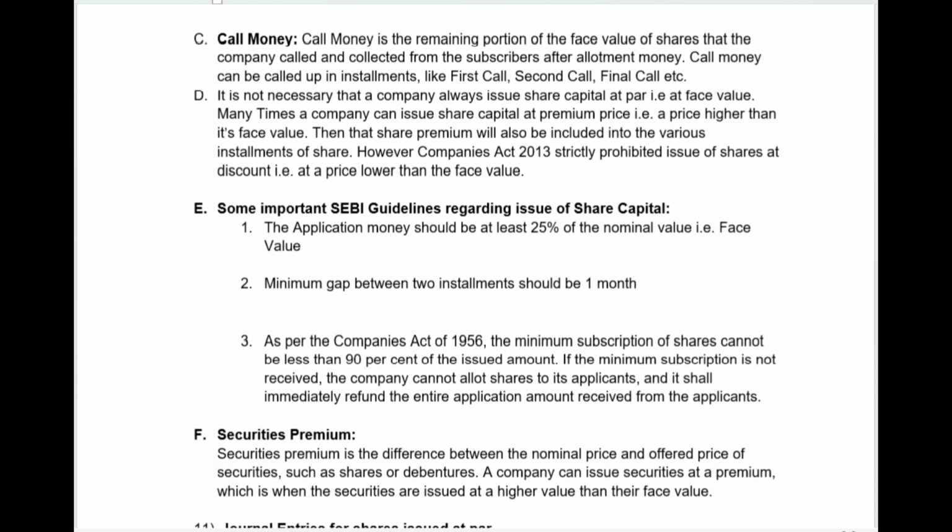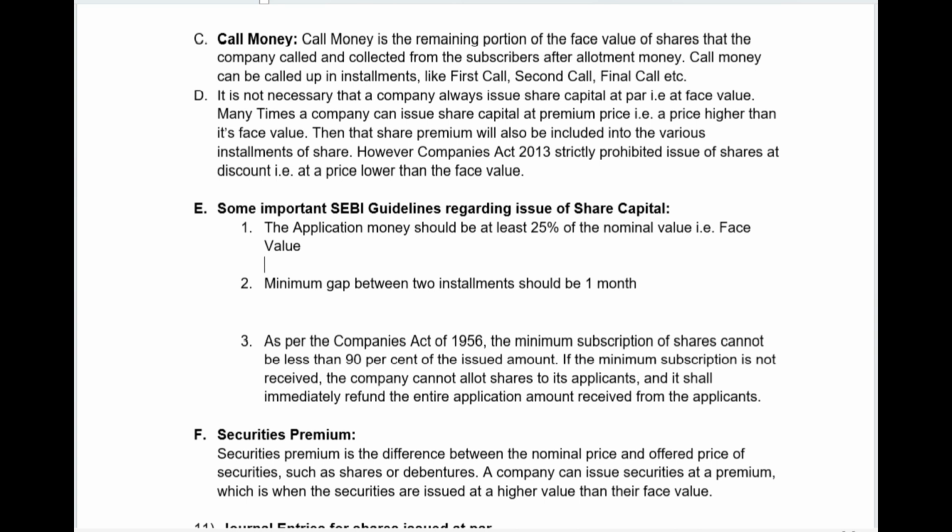However, SEBI has provided some guidelines regarding the issue of share capital. So some important SEBI guidelines regarding the issue of share capital are as follows. We always know that SEBI is the controller of the financial market of India, and it is a central government organization. So SEBI has issued certain important guidelines regarding the issue of share capital. The full form of SEBI is Securities Exchange Board of India. So let us see what these guidelines are.